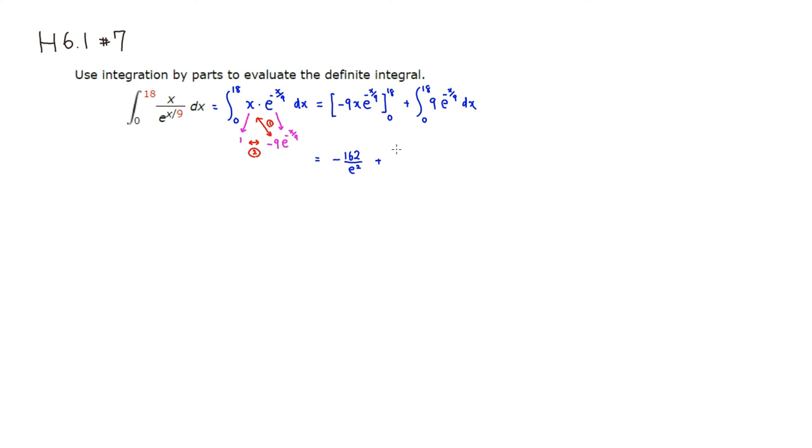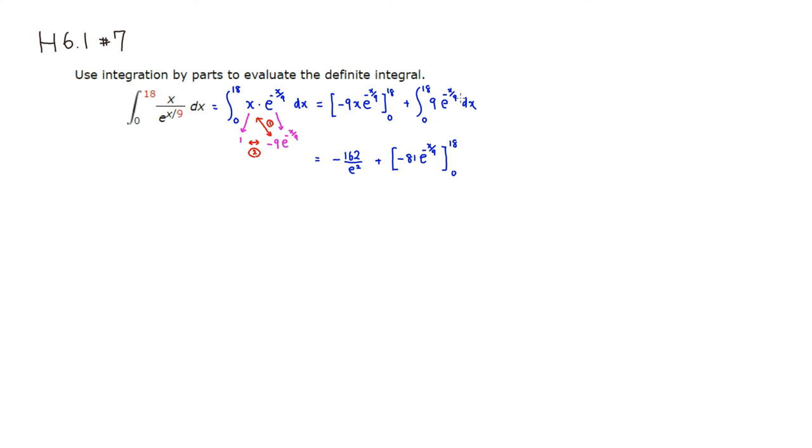The antiderivative of 9 e to the negative x over 9 would be e to the negative x over 9. The derivative of that is negative 1 over 9, so you have to divide by negative 1 over 9, which is the same thing as multiplying by negative 9. So it's going to be negative 9 times 9, so 81. And then you're going from 0 to 18.